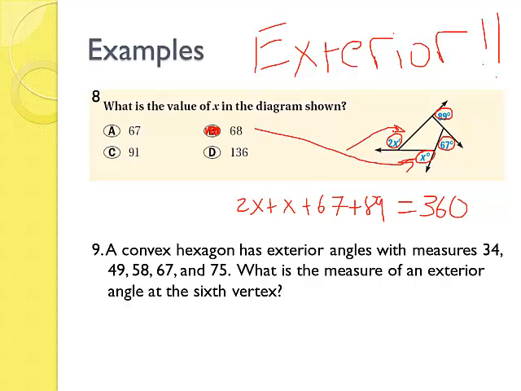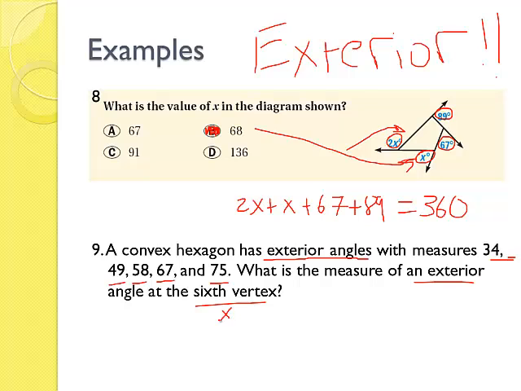All right, so we have a convex hexagon that has exterior angles with measures of 34, 49, 58, 67, and 75. What is the measure of an exterior angle at the sixth vertex? So we know 5 of them: 1, 2, 3, 4, 5. That means we need to find the sixth one, which we would say is x.